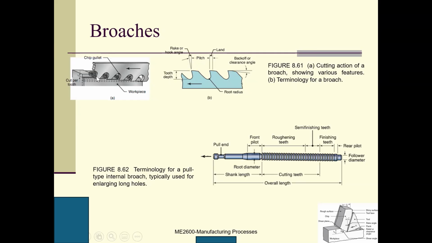What do we have here? We see usually the different teeth, and they just cut a new slot, a new layer. It is a pull on a new layer. So here is a typical internal broaching tool.